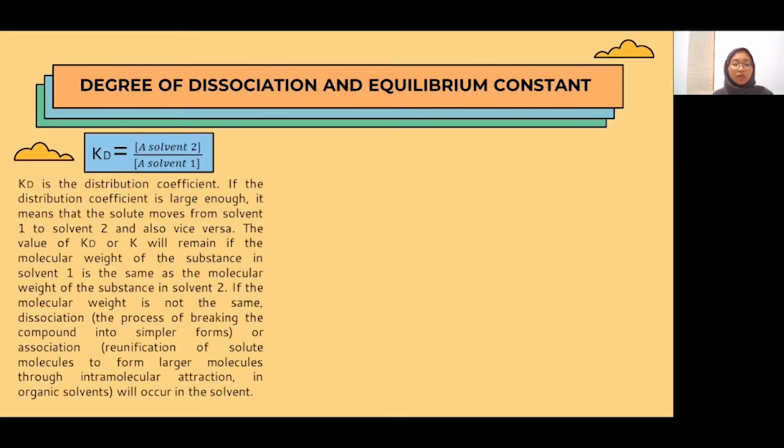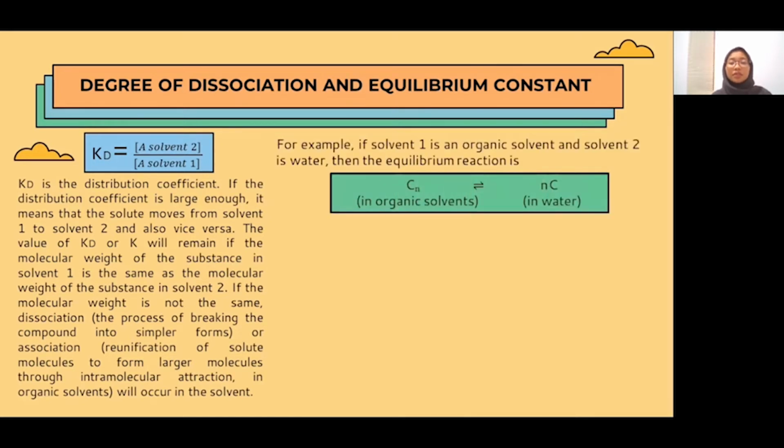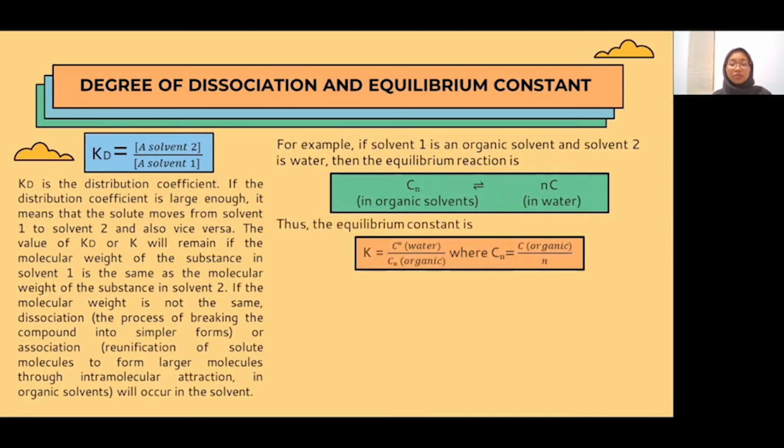If the distribution coefficient is large enough, it means that the solid moves from solvent 1 to solvent 2 and also vice versa. The value of K will remain constant if the molecular weight of the substance in solvent 1 is the same as the molecular weight of the substance in solvent 2. If the molecular weight is not the same, dissociation or association will occur in the solvent. And for example, if solvent 1 is an organic solvent and solvent 2 is water, then the equilibrium reaction is as stated below, and thus the equilibrium constant is set below.